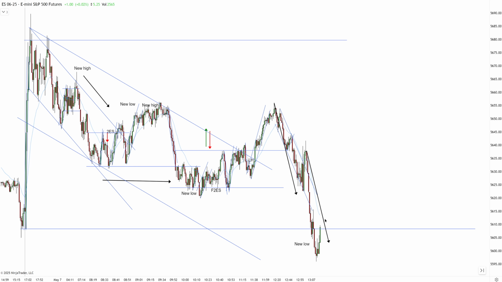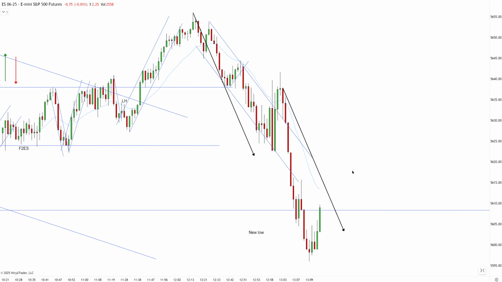Two legs down, we're bouncing the low of the day. So according to price action, it makes sense right now to predict that the buyers are going to be stronger because everything for the sellers played out. Just reading the pure price action.